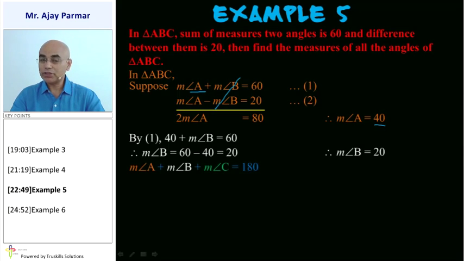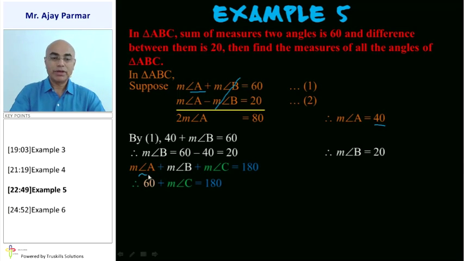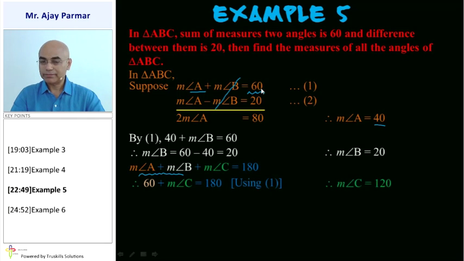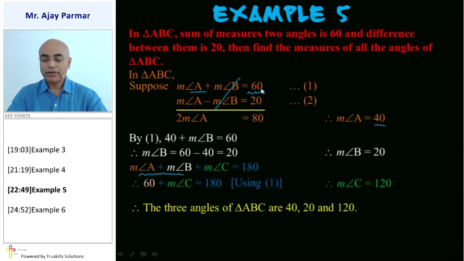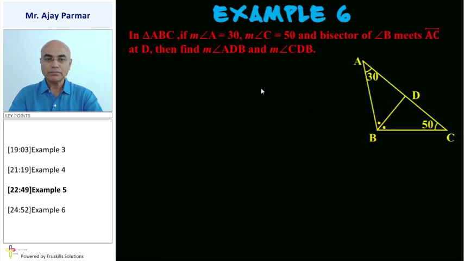Now to find out measure angle C, substituting the values of A and B, that is equal to 60 plus measure angle C is equal to 180. Because measure angle A plus measure angle B, we know that it is right from the beginning, it is 60. So measure angle C is going to be 180 minus 60, and that is going to be 120. So all the three angles are 40, 20 and 120.